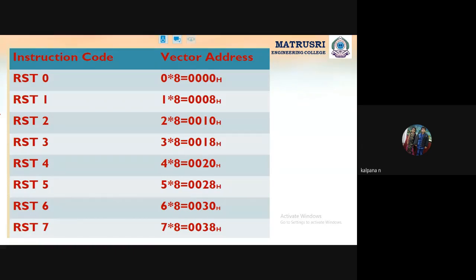The address of each instruction is the number multiplied by 8. What is the starting address of RST 0? 0 into 8, how much do we get? Zero only. So 0000 is the starting or vector address of RST 0.